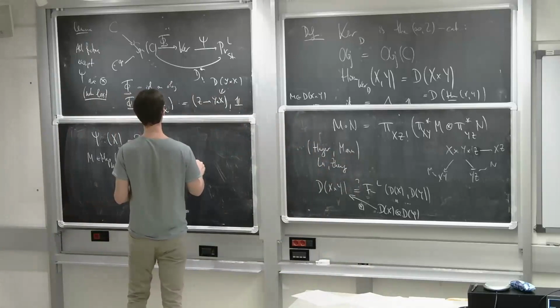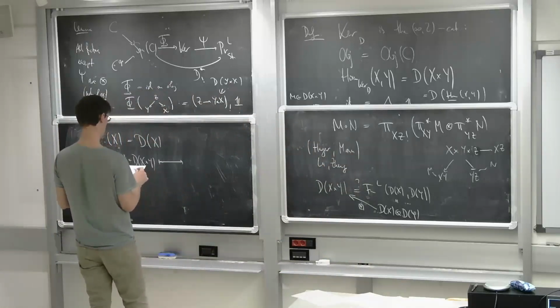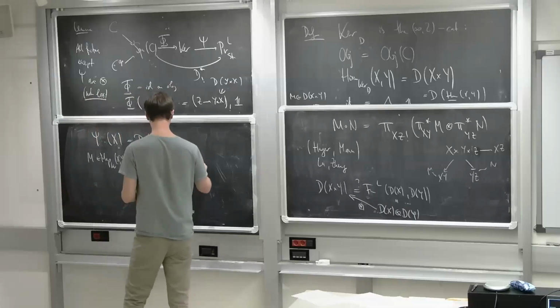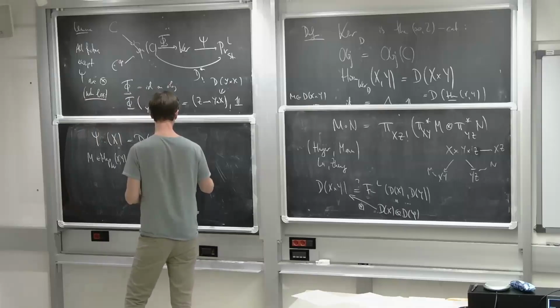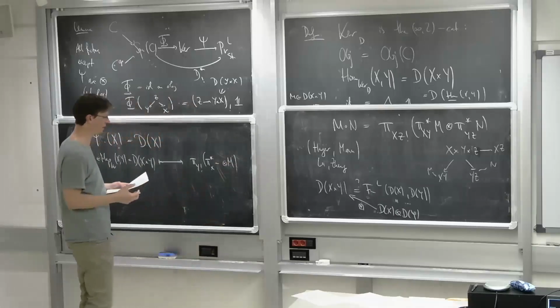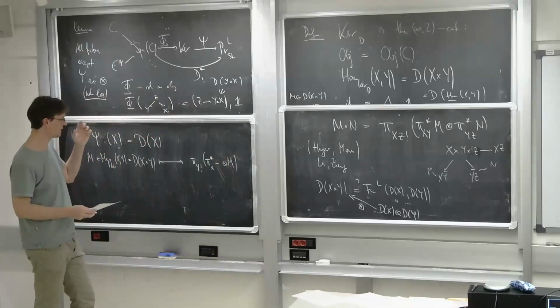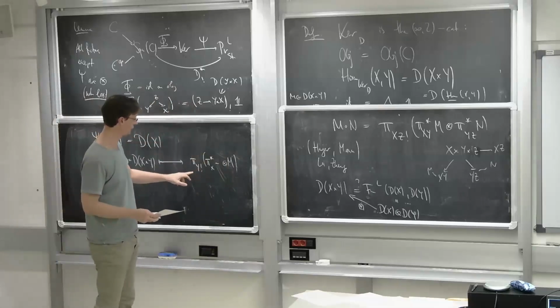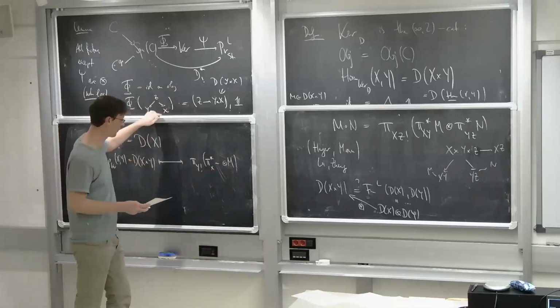Or rather, is it a typo in the notes? Let me see. I think this is a typo in the notes here. So I'm looking at the following functor: pi_Y lower star of pi_X upper star blank tensor F. And again, this is a formula that you will recognize if you have ever looked into what a Fourier-Mukai transform is. So this is really coming up over and over again.